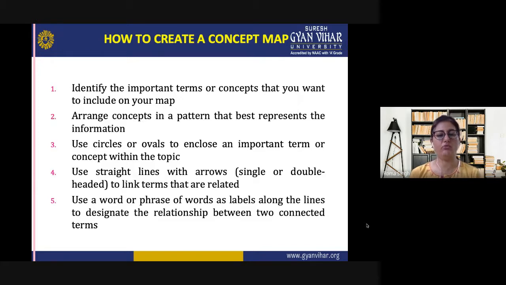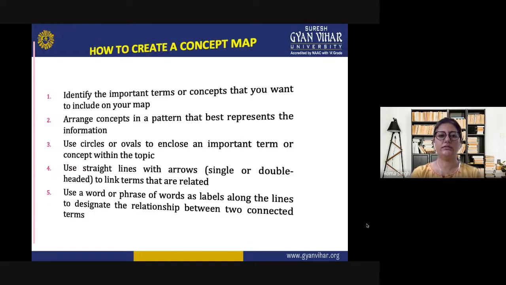We have to identify what the important topics are. Then we have to link these topics. So we have to use straight lines with arrows, single or double-headed. We can do that if the arrows are in a single direction, or if it is interlinked. So there can be double-headed arrows to link terms that are related. Then we have to think about phrases and words as labels which are written on the lines, so that we can designate the relationship between the 2 connected important terms.